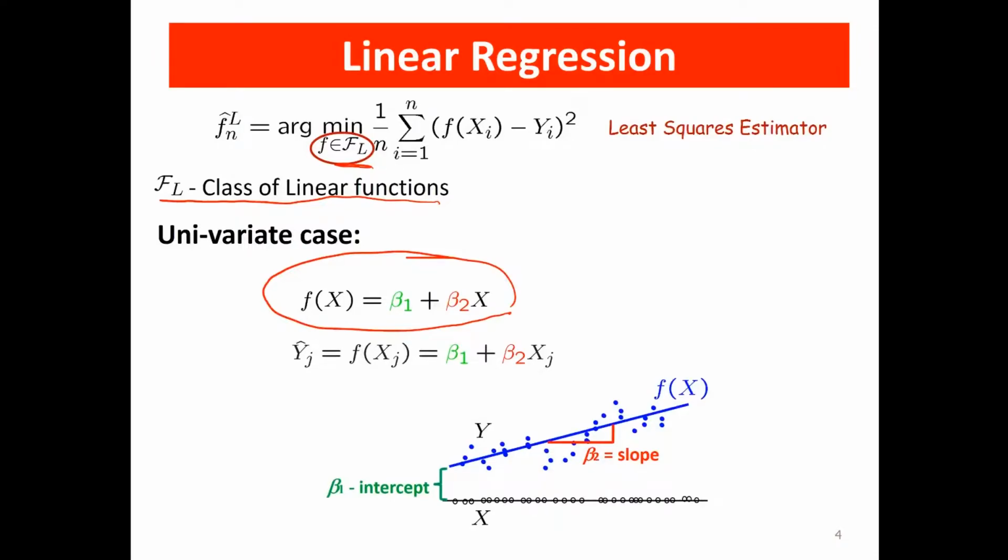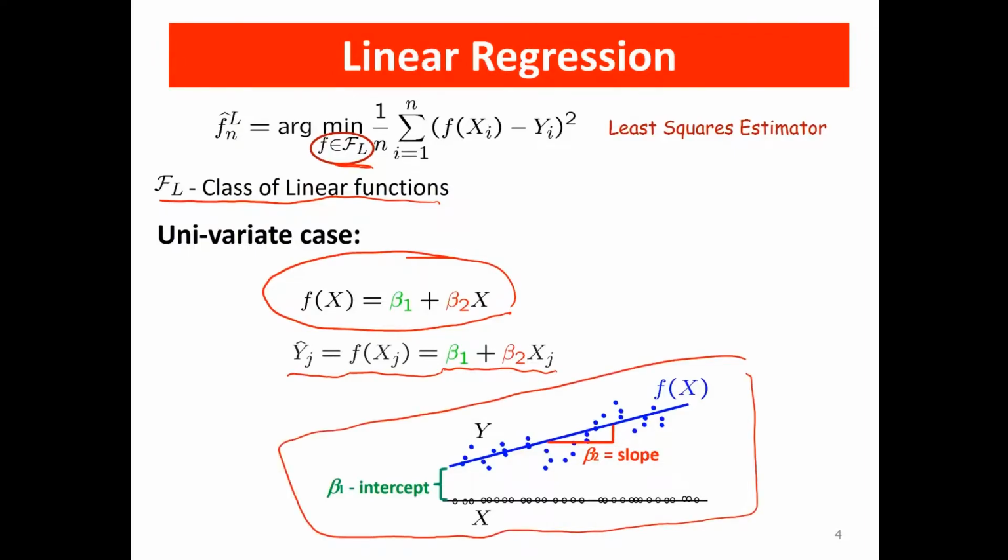So for example, in a training point xj, our prediction is beta 1 plus beta 2 times xj, and this is f of xj, and this is what we use to predict yj. Because it's a prediction, we use the notation hat, so our prediction is y hat j. If the training set consists of these blue dots, then we can visualize linear regression with this figure, where beta 2 is the slope of the linear function and beta 1 is the intercept.